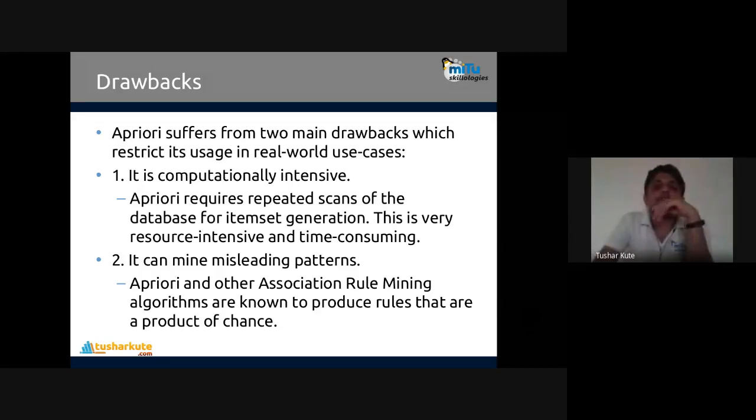And second, it can mine misleading patterns, not always, but some exceptions are there. Apriori and other association mining algorithms are known to produce rules that are a product of chance. Generally, we are having data that is correct, and sometimes it may not happen, because 100% of the time maybe it's not correct.